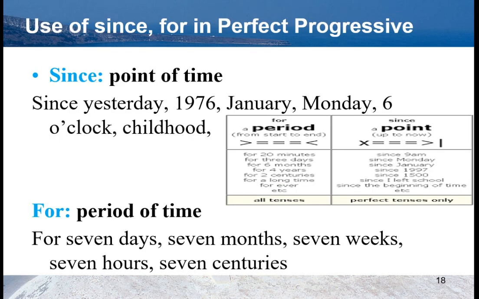Okay, again, when we are discussing perfect progressive tense, last finger, there is usage of since and for. Since is used with point of time, like since yesterday, since 1976, all years, 12 months, and 7 days in a week, all times, like January, Monday, 6 o'clock, 7 o'clock, childhood, boyhood, we use since. For is used for a period of time, like for 7 days, for 7 months, for 7 weeks, for 7 hours, 7 centuries.